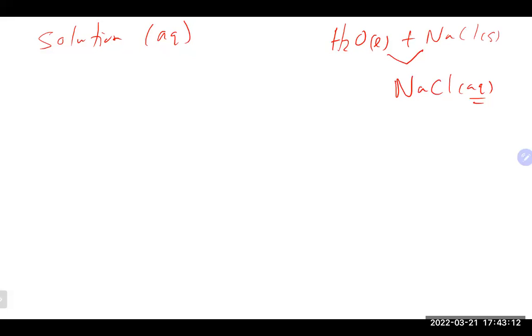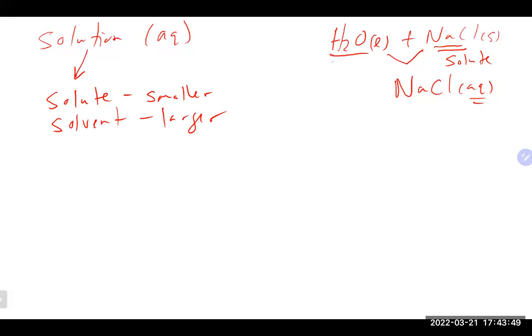So aqueous usually implies a solution, which is a homogeneous mixture. That means it pretty much looks the same throughout. Everything dissolves and everything looks like one phase. There really are two parts to a solution. One part is the solute, which is the smaller part of the solution. In this example, the sodium chloride would be the solute. The other part is the solvent, which is the larger part of the solution, and in our example, water would be the solvent.